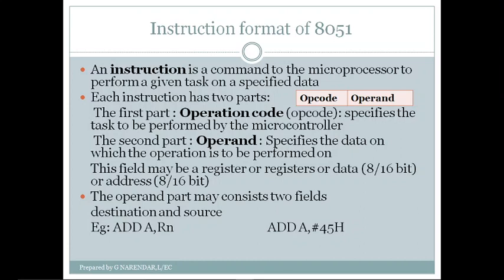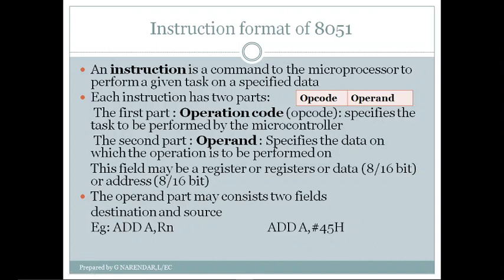And you can see that the opcode always takes one byte of data. That means the opcode part of the instruction is always 1 byte, or 8 bits of data, and it will occupy one memory location. One memory location can accommodate only 1 byte. So the opcode is always 1 byte, occupying one memory location.